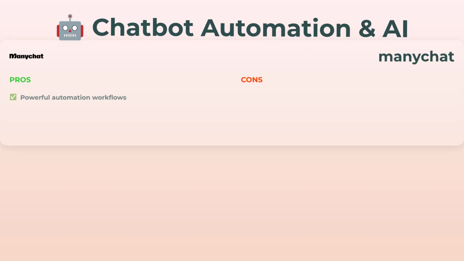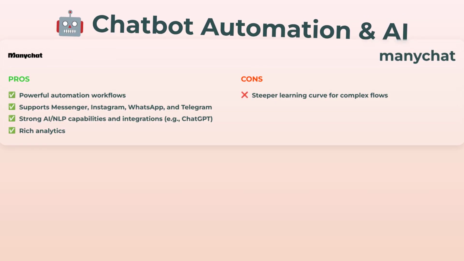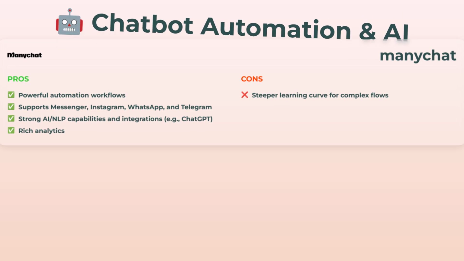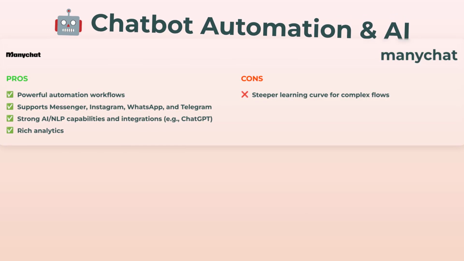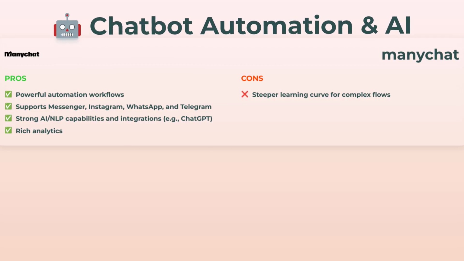Let's dive into automation. Which, come on, is kind of why you want chatbots in the first place. ManyChat's automation is honestly just slick. If you want to build killer flows, you've got crazy options, plus support for Messenger, Instagram, WhatsApp, Telegram. Toss in some AI, NLP magic, and you can even connect things like ChatGPT to make your bots feel sharp. But heads up, if you go deep, the learning curve gets real.